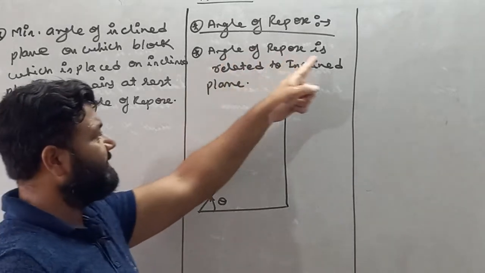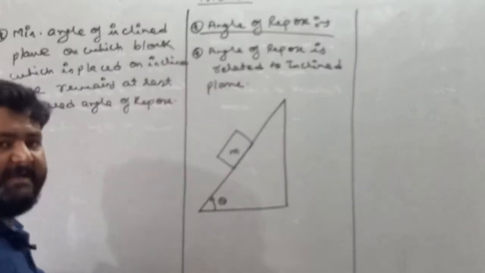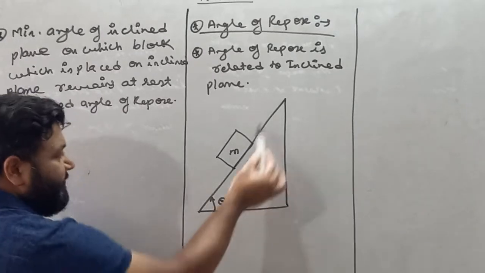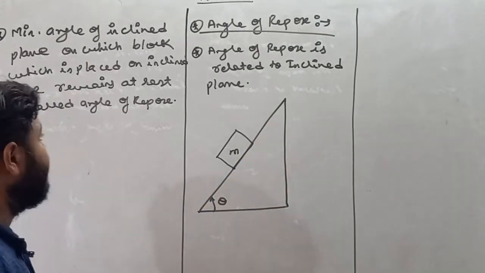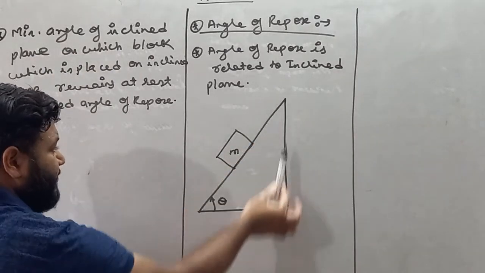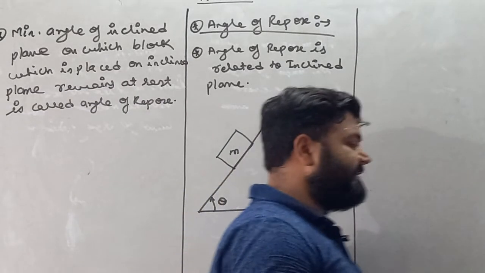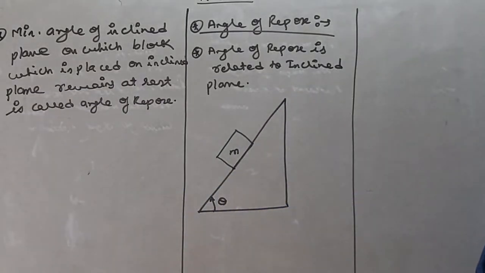Remember this thing, what is angle of repose? Angle of repose is basically related to inclined plane. The minimum angle of the inclined plane on which this block which is placed on the inclined plane remains at rest, my dear student, that angle is called angle of repose.